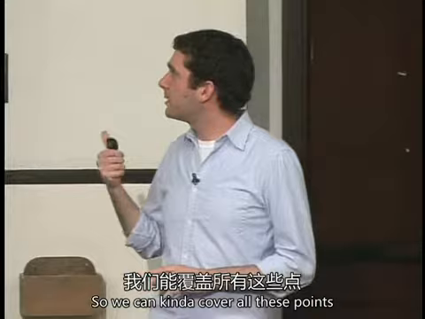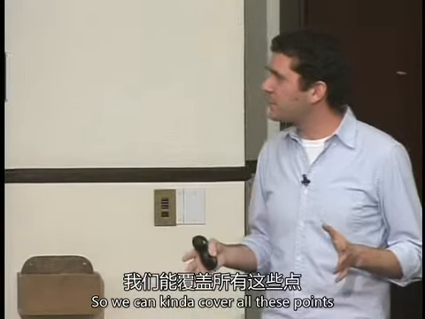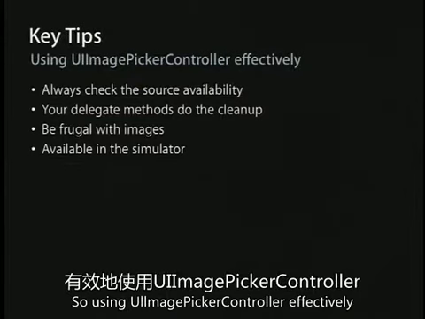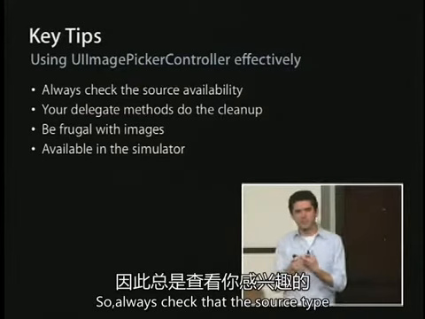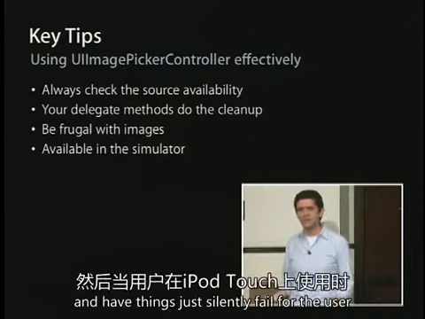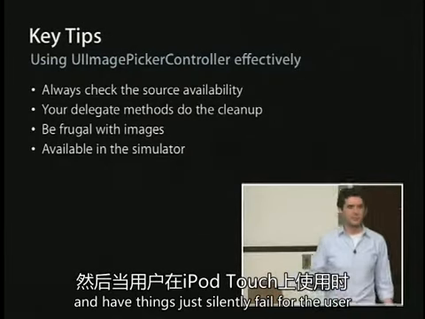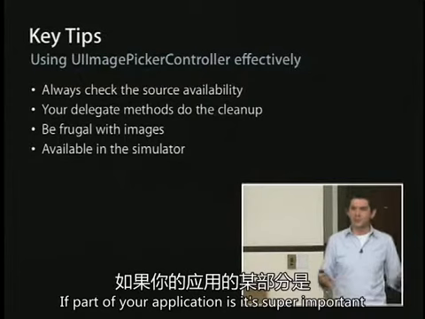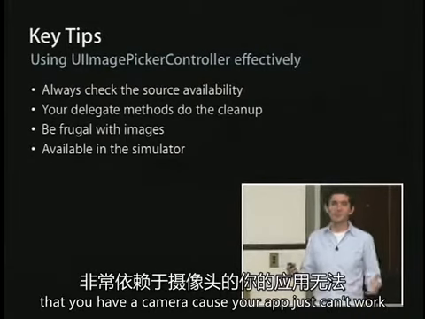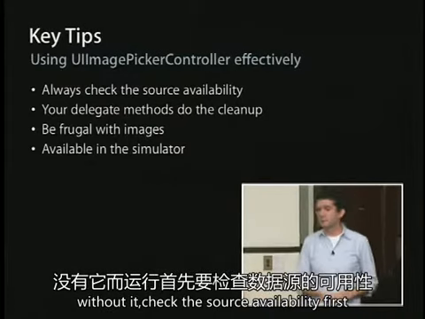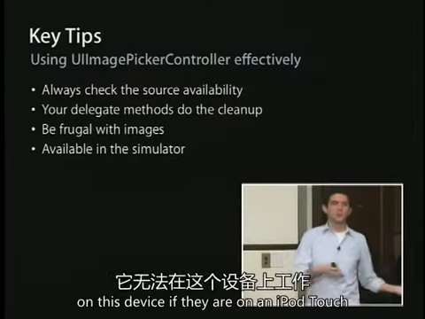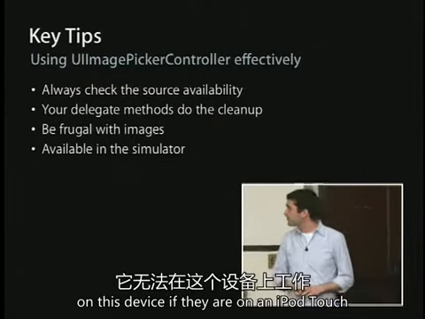All right, so we kind of covered all these points. I just want to put them together in one spot because they're all pretty important. So, using image picker controller effectively. Always check that the source type that you're interested in is available. You don't want to fail to check this and have things just silently fail for the user when they're on an iPod Touch. If it's super important that you have a camera because your app just can't work without it, check the source availability first and notify the user gracefully that it's not going to work on this device.